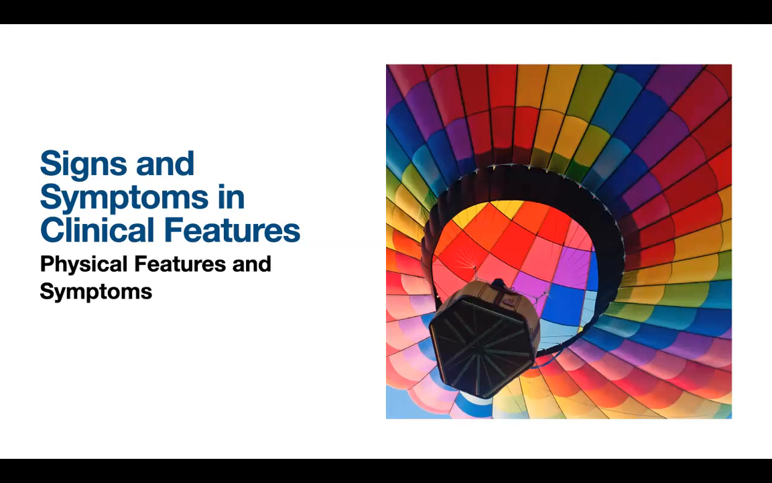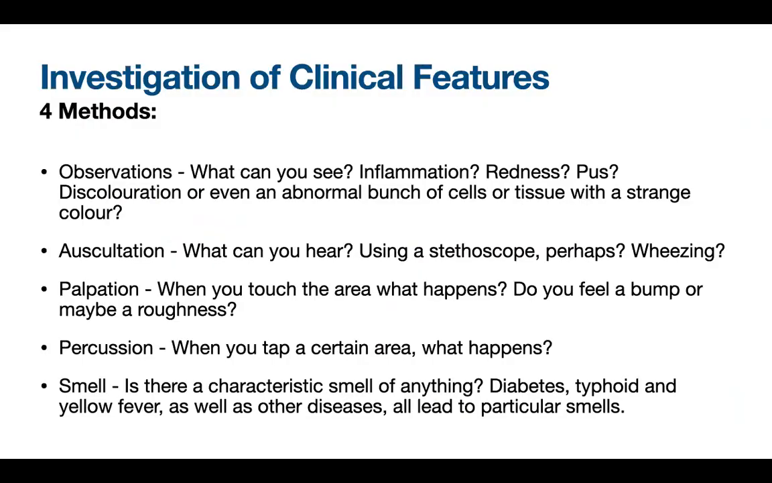Clinical features are basically features that a patient presents with when they come for their appointment. So we're going to talk about physical features and symptoms. Physical features refers to things that you can see, hear, smell, feel, etc. And there are obviously other features which you can't see. So there are four different investigational methods.